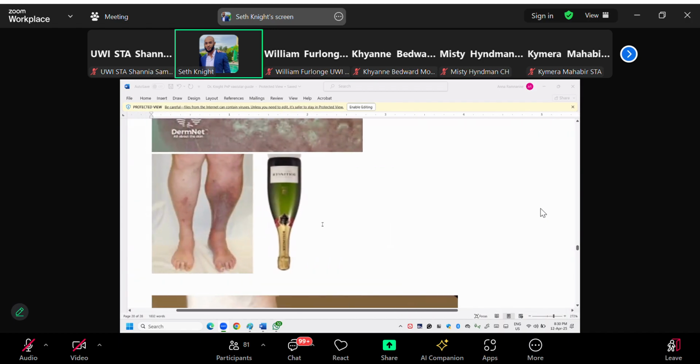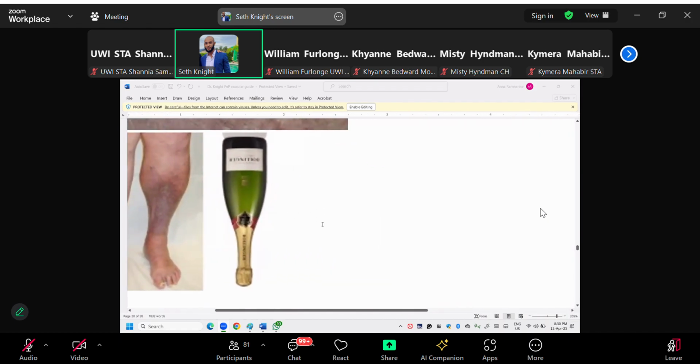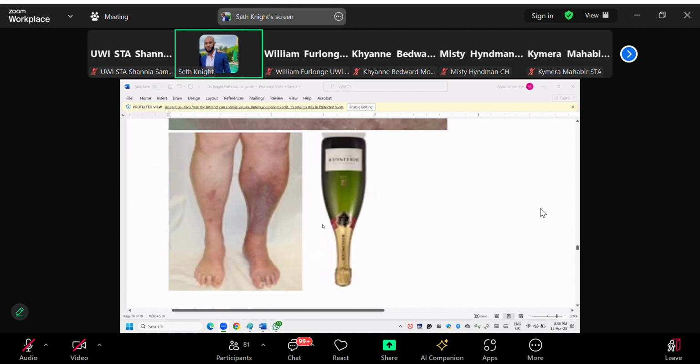What is this here? Inverted champagne bottle appearance, suggestive of? What's the name of this? Lipodermatosclerosis, right? I want you all to spell out the word.